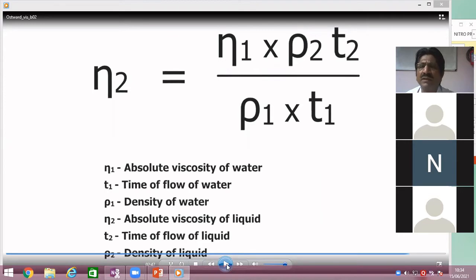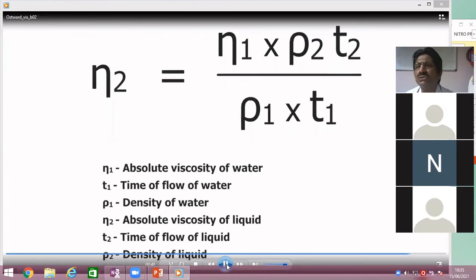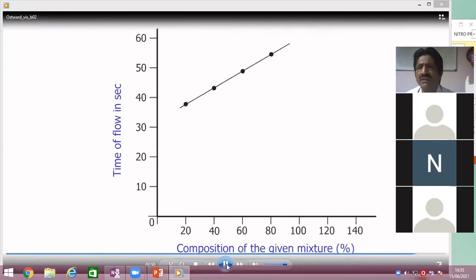Just by using this simple formula, because you know all the quantities here. Eta1 is known, as the liquid is known, so we know the viscosity of water. It is 8 into 10 raised to minus 3 poise, so we can take 0.008 as the value of eta1 for water. Then we just calculate eta2, the viscosity of the liquid under examination.